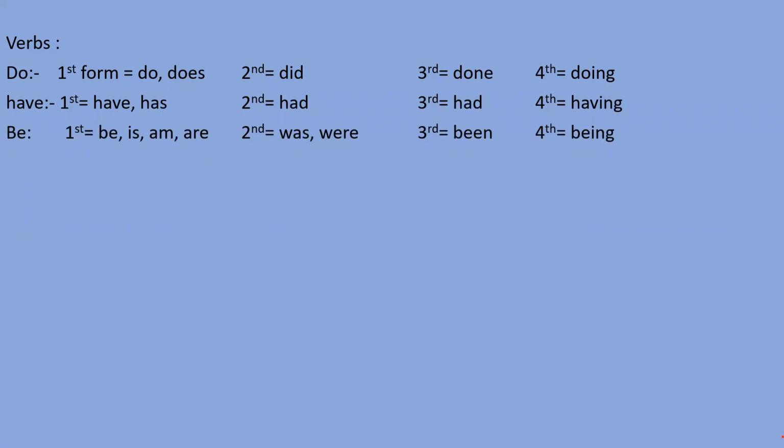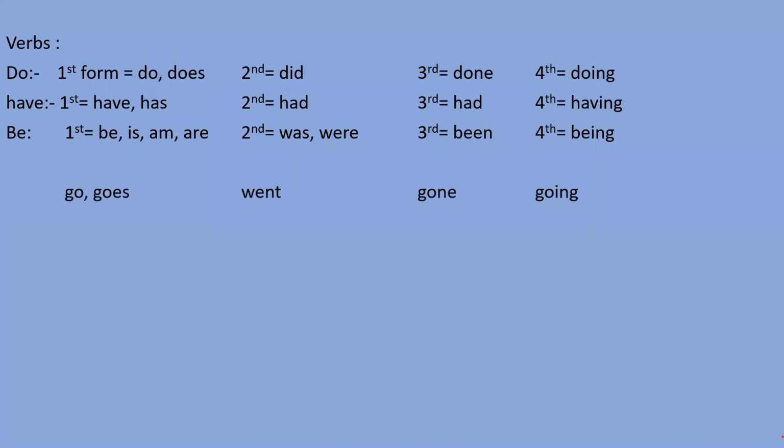In the same way, be itself and is, am, are are the first forms of be. Second form was and were, third form been, and fourth form being. Remember this: no verb has a double second form. Just be has a double second form, means was and were, right? Otherwise everyone has only one second form.